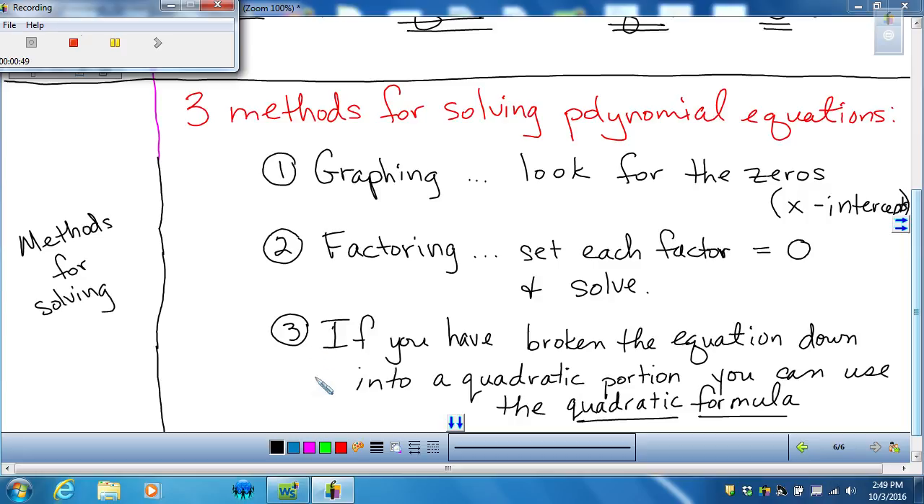The third way is if you have an equation that might have started out as a cubic or a quartic, but you've broken it down into a couple of portions, and then you have a quadratic portion of the equation. You can take that quadratic portion and use the quadratic formula, which we'll talk more about in a few minutes. So copy these methods down, and then we'll come back with our first example.